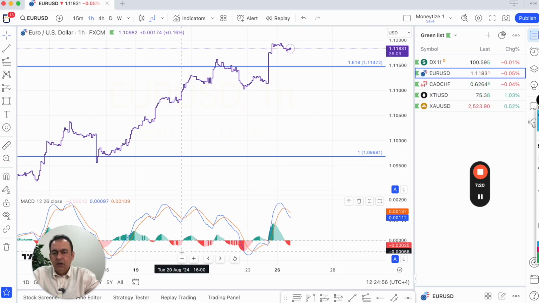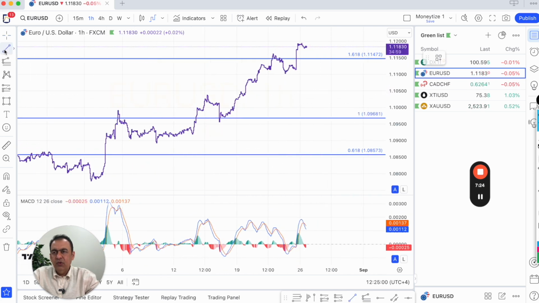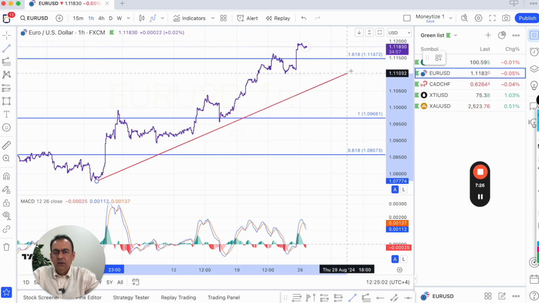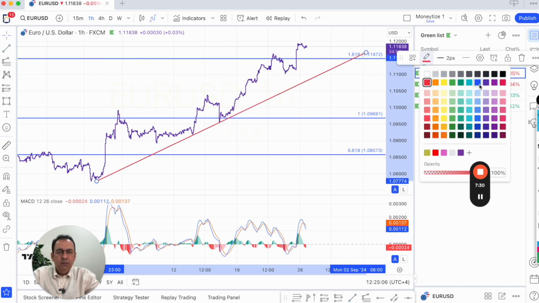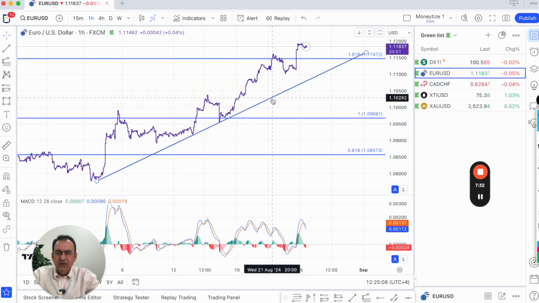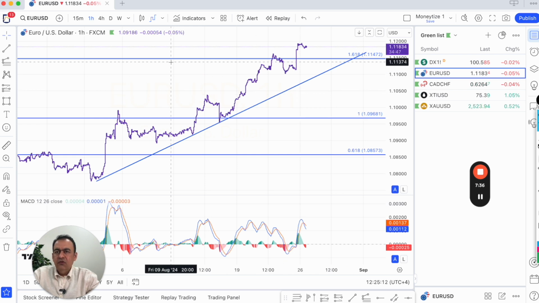I can also mark a rising trend line here. So I'll be joining the lowest point of the 1-hourly chart, and this is the rising trend line. So until price remains above this rising trend line, everything remains in the control of buyers. So no selling plan until we break below this rising trend line.